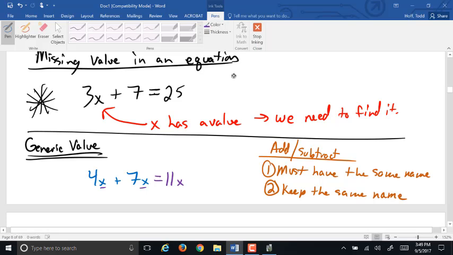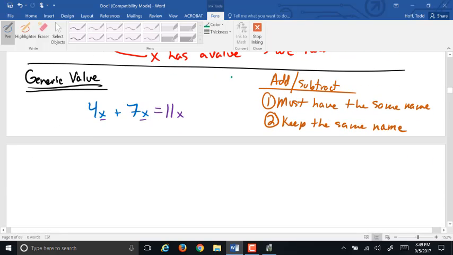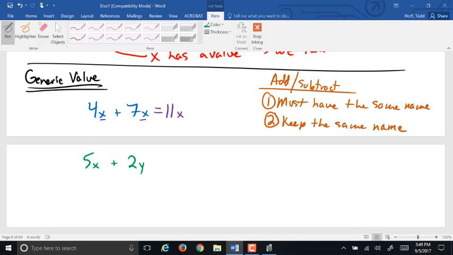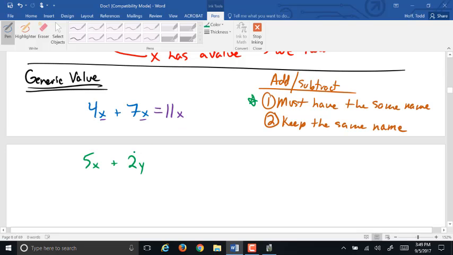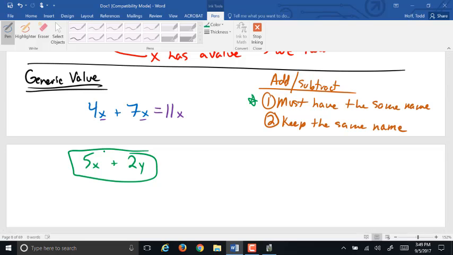So if we had 5x plus 2y, what are we going to end up with? Careful. We must have the same name. We cannot combine those with addition or with subtraction for that matter. So 5x plus 2y stays just 5x plus 2y.